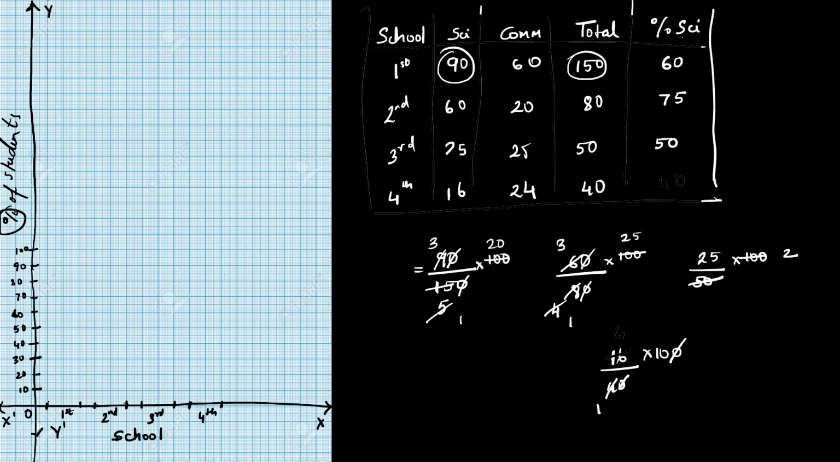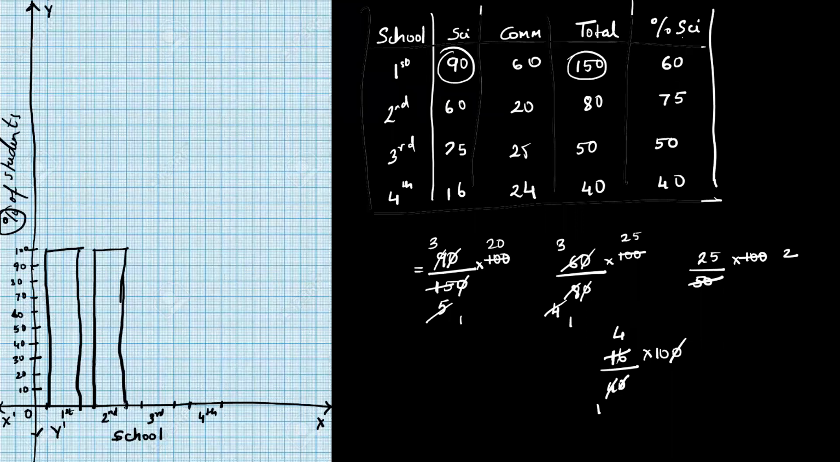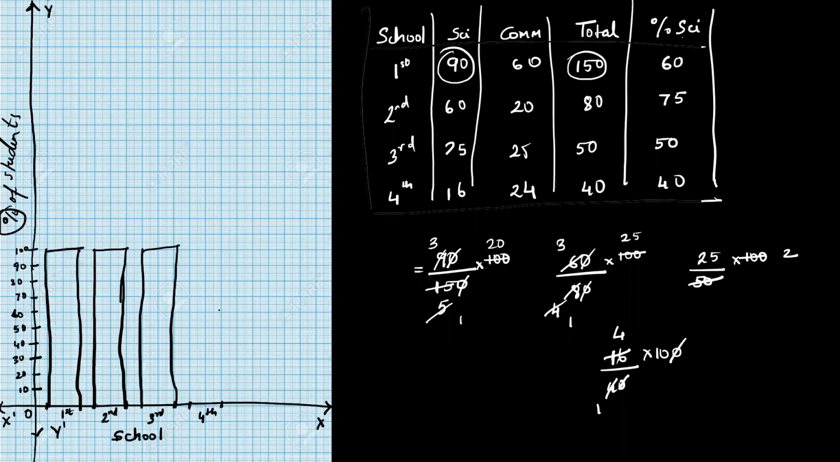Another important thing here is that before, we were drawing bars based on the total, with different bar heights. But in a percentage bar diagram, all your bars will go till 100. So this will go till 100, the second one also will go till 100. See, because in percentage, everything's total is 100% only. The third school will go till 100%, and the fourth school will go till 100%.